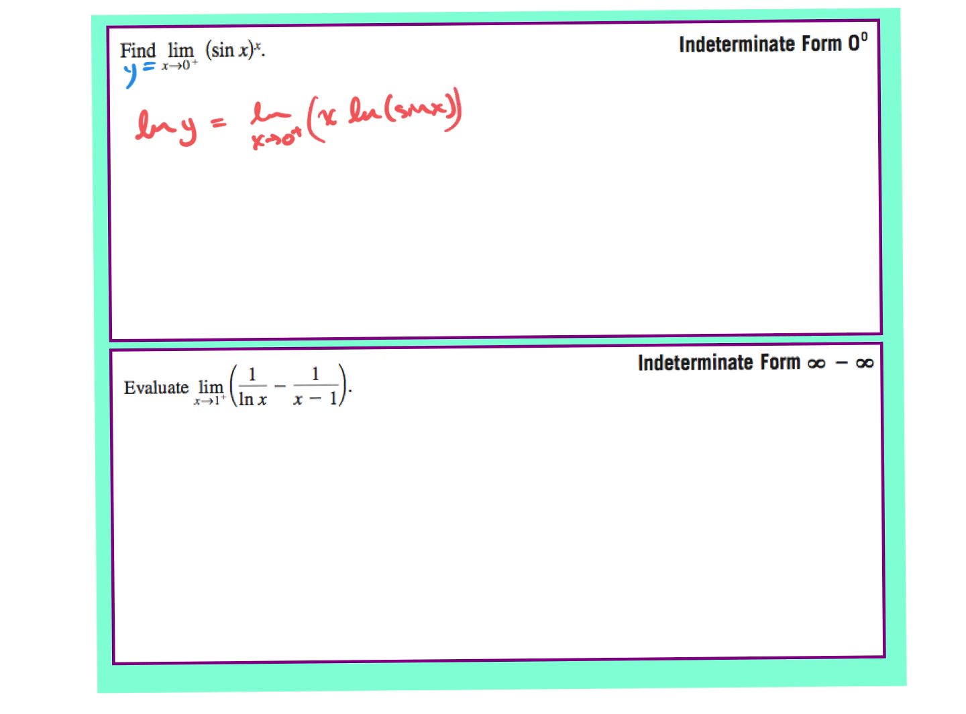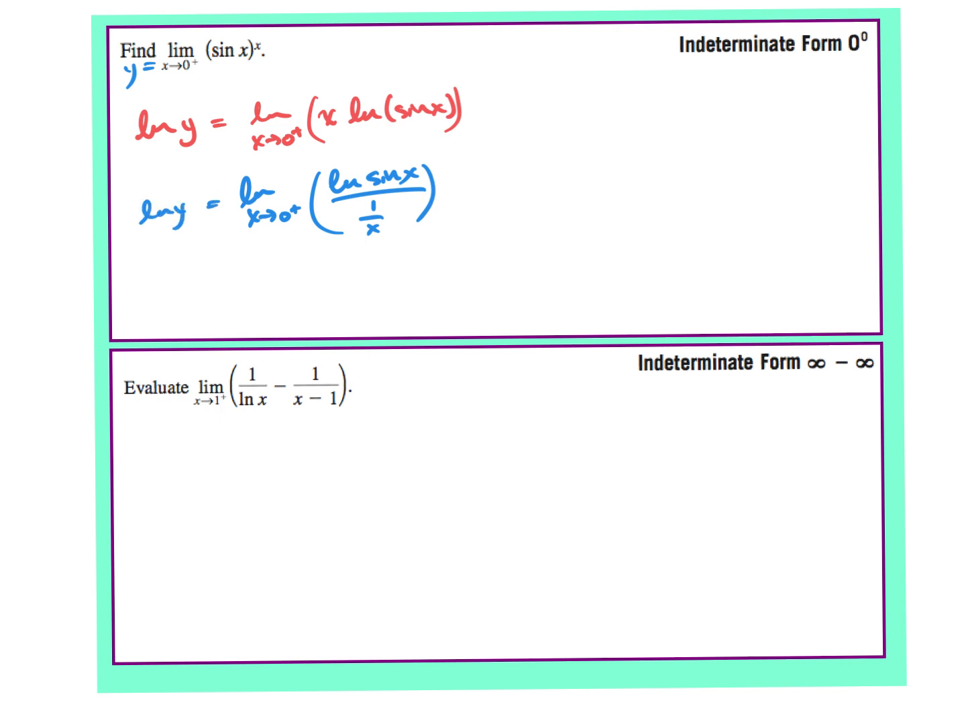Okay, so this is the new part to this year. And so then I need to have a fraction in order to L'Hopital. So what do I need to do? How do I manipulate this? Multiply by 1 over x over 1 over x. And so then we end up having the limit as x approaches 0 from the right of natural log of sine x over 1 over x. All right, let's L'Hopital this thing.